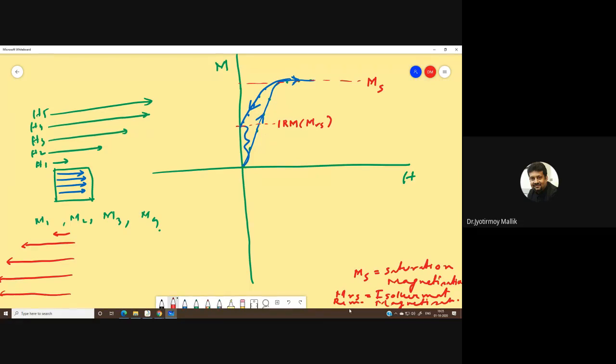Okay. So if I keep on doing the same process, the magnetization will start to decrease, and there will be one point at which the magnetization will come to 0. And this value is called HC, the coercive force.